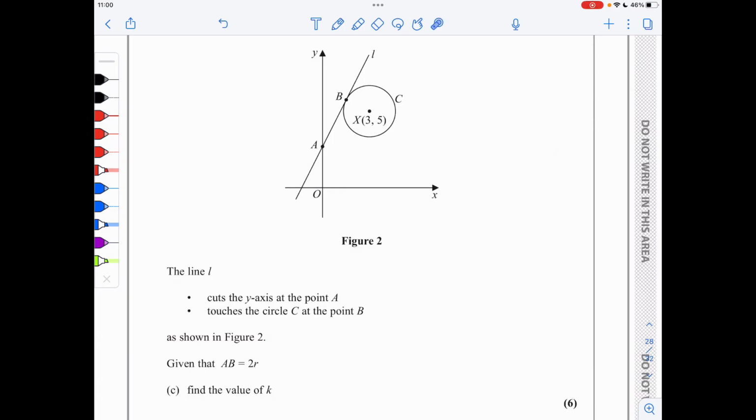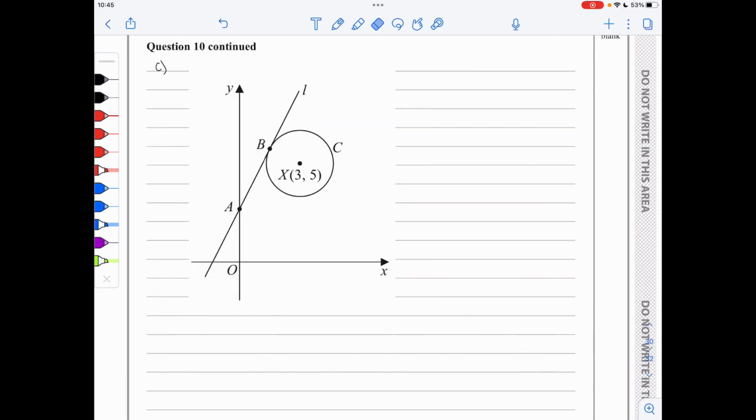In C, we are told that the line L is cutting the y-axis at point A and touching the circle at point B. Additionally, we have that the distance AB is 2r, and we are asked to find the value of k. I will start by adding the information I've been given on the diagram here. We are cutting at A, so because the straight line has equation y = 2x + k, it's obvious that the y-intercept would be at k, and therefore the point A has coordinates (0, k). Now the point X has coordinates (3, 5). It's the center of the circle.